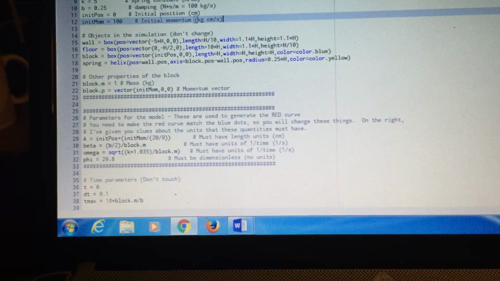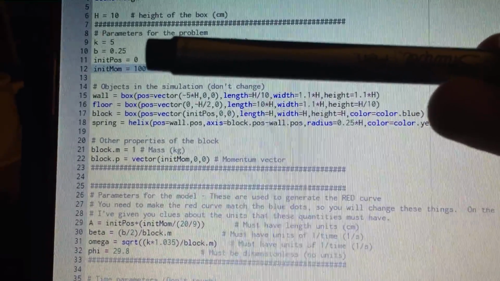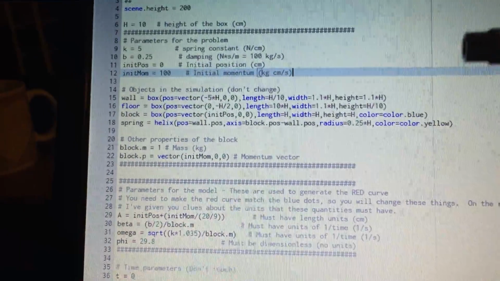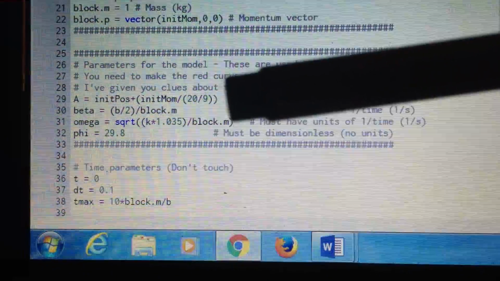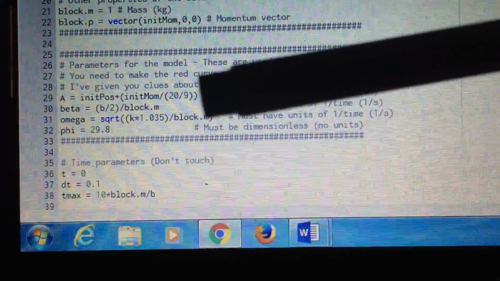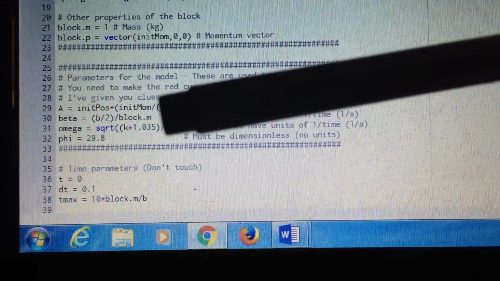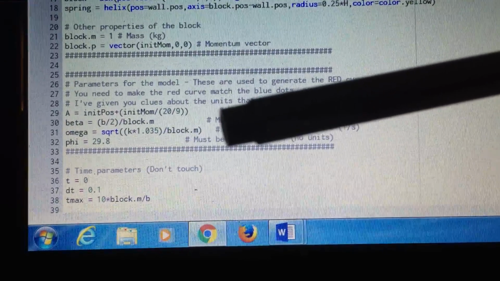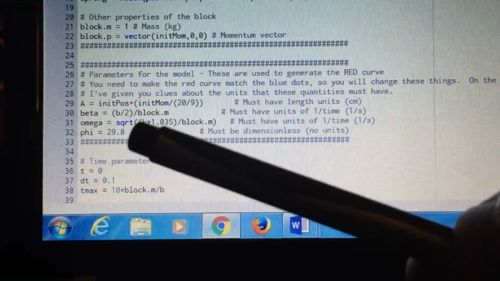Now, for the second scenario, we measure the conditions where the x position was 0 and the initial p value was 100 kilograms times centimeters per second. And analytically, we found that the A coefficient was equal to the x initial position plus the initial momentum divided by 20 over 9. And we found the beta coefficient to be equal to the dampening coefficient divided by the mass of the block. We found the omega coefficient to be equal to the square root of the spring coefficient times 1.035 all divided by the mass of the block. And in this scenario, the phi value is 29.8.